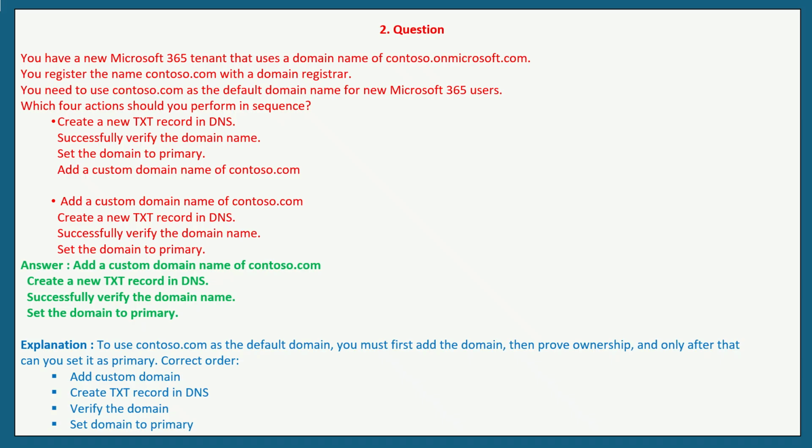Explanation: to use contoso.com as a default domain, you must first add that domain, then prove the ownership, and only after that you can set it as primary. That's the correct order.